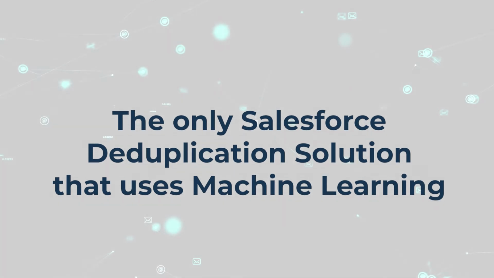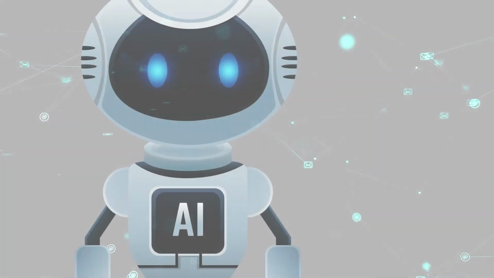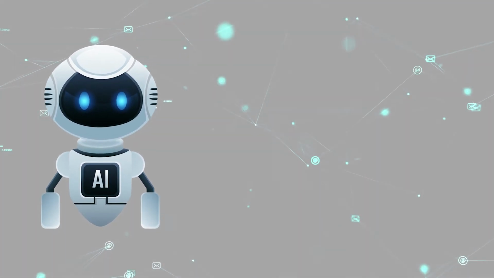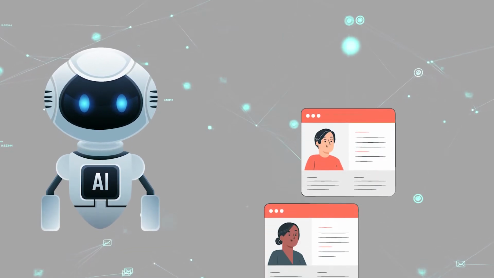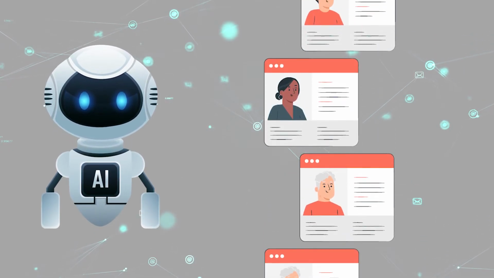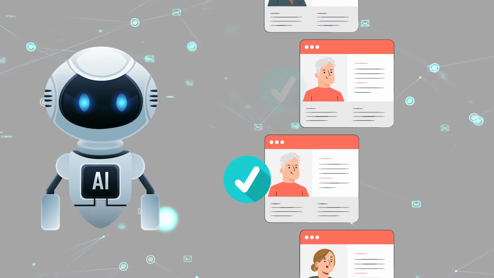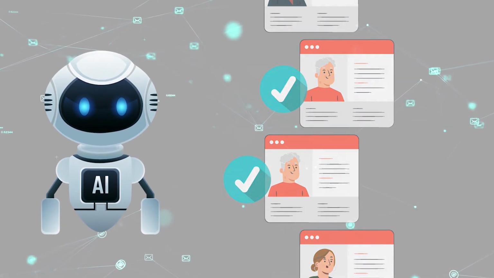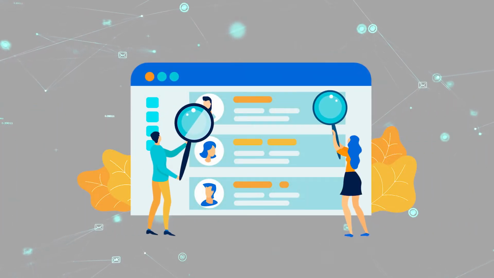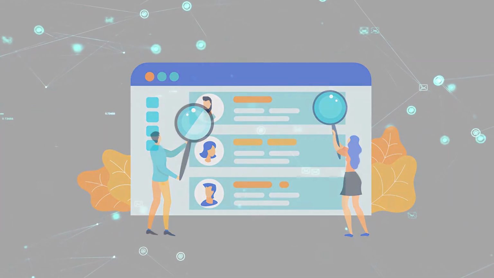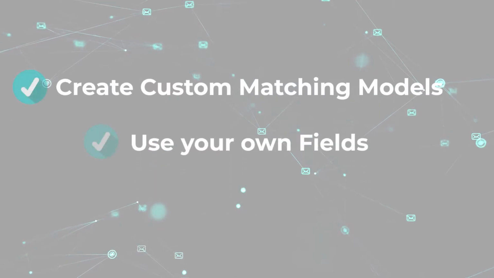Did you know that Datagroomr is the only Salesforce deduplication solution that uses machine learning to analyze your data and identify duplicates? Our algorithms have been trained on millions of records from real organizations and have consistently been proven to be more effective and accurate in finding duplicates than standard filters. But some customers still need additional controls to select fields and train models on their own data. Datagroomr's Matching Models does exactly that.